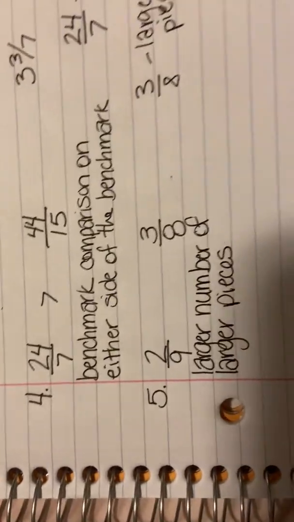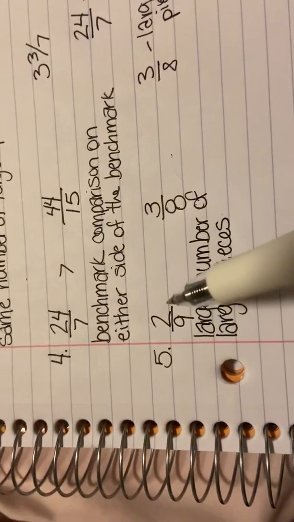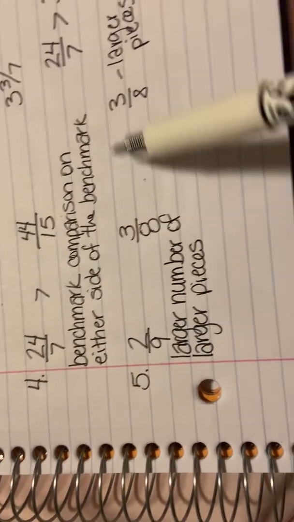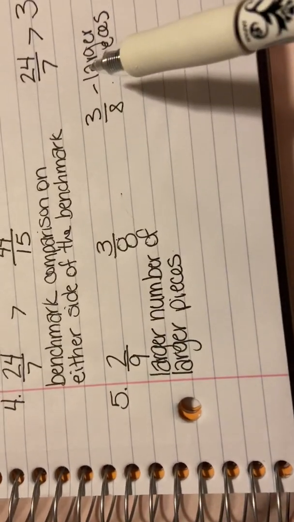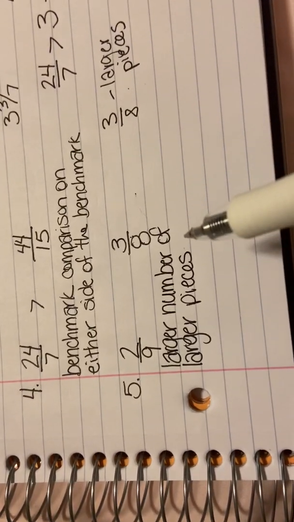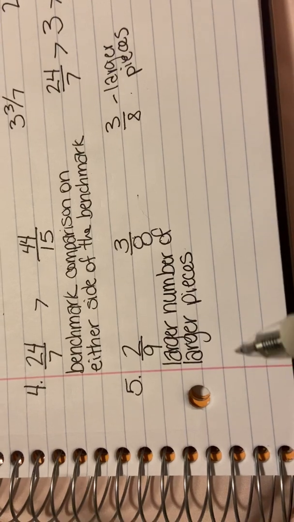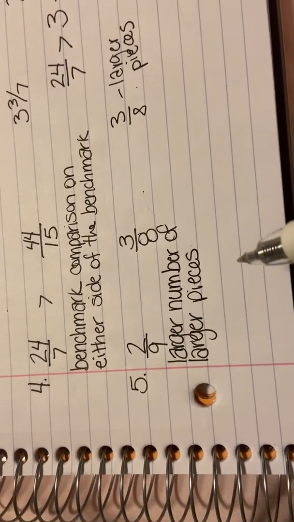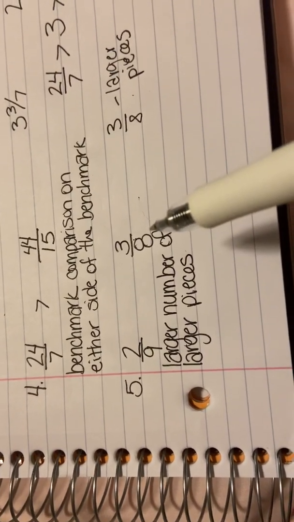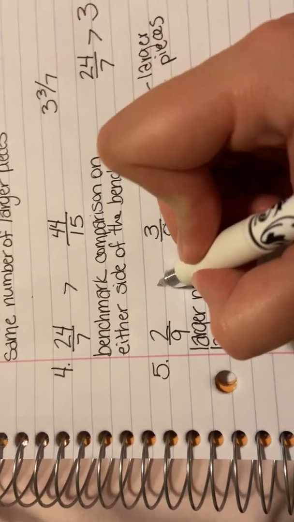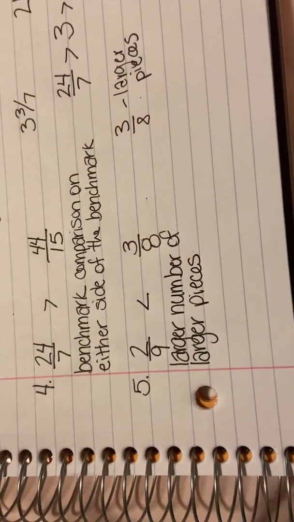Now, looking at the amount of pieces, which we find by looking at the numerator, we know that 3/8 also has more pieces along with larger pieces. If something has larger pieces and a larger number of these said pieces, it is pretty obvious that this is the one that must be larger. So, 2/9 is less than 3/8.